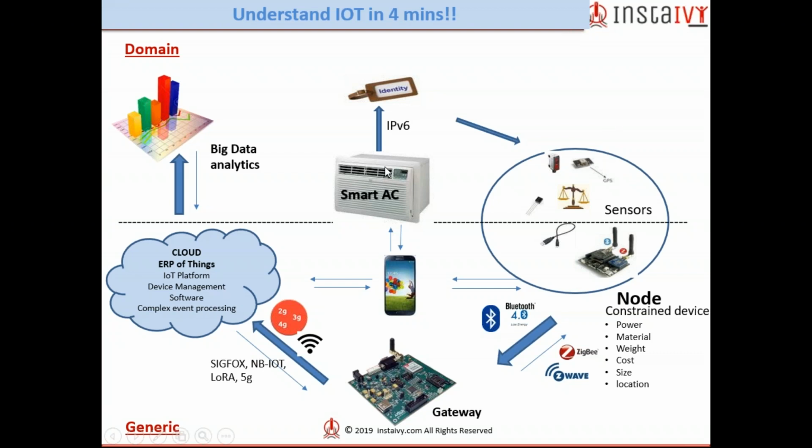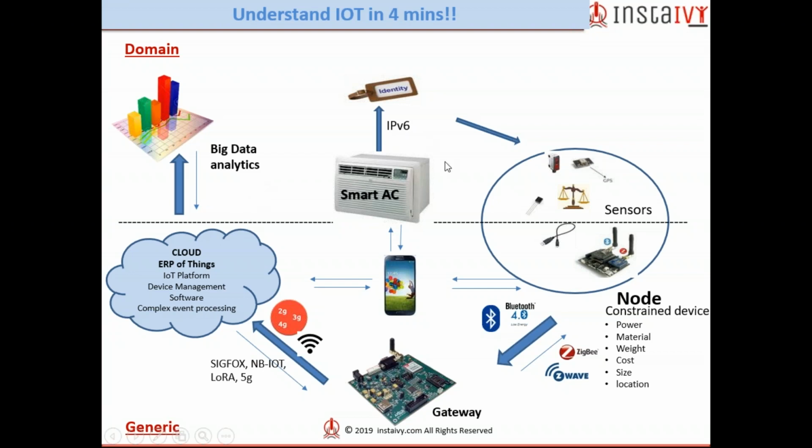But it is defined by the domain people. The companies which are into AC manufacturing are the ones who will define what kind of sensors will go into an AC to make it smart. That's why I've written domain here. If you see, there's domain written here, and then there is a generic word written here. As you see this dotted line in between, anything above this line is very domain specific. Everything below this line is very generic in nature.